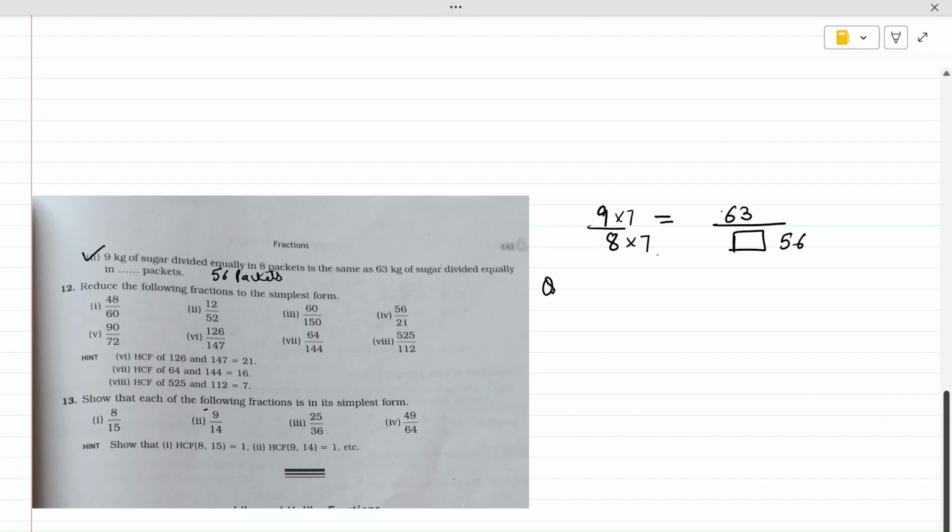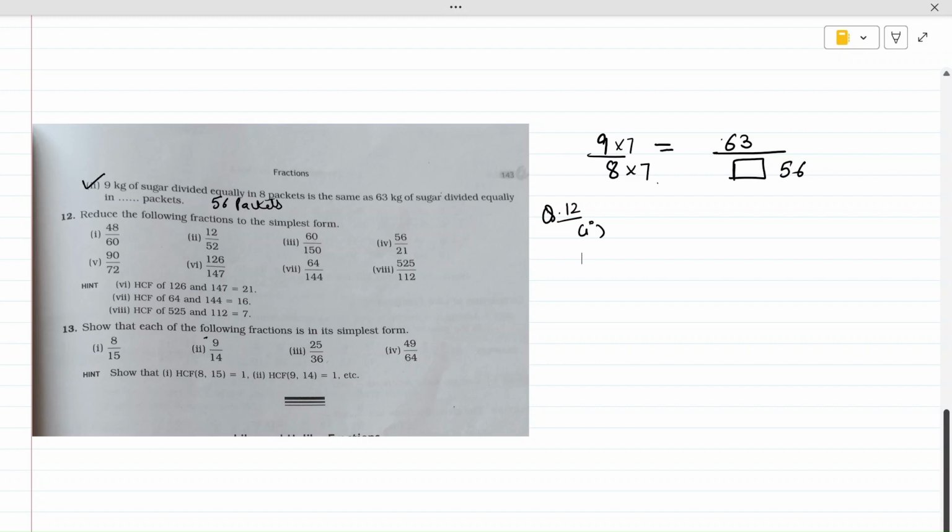Question number 12. Same questions we have done in Ganit Prakash where we have to simplify the given fraction. That means we have to reduce it into the lowest form. Okay. So I am picking question 1, 48 by 60. What we have to do? We have to find a number which is a common factor of both numerator and denominator, right? So if we see here, what is that number? So let us try to do this with 6.